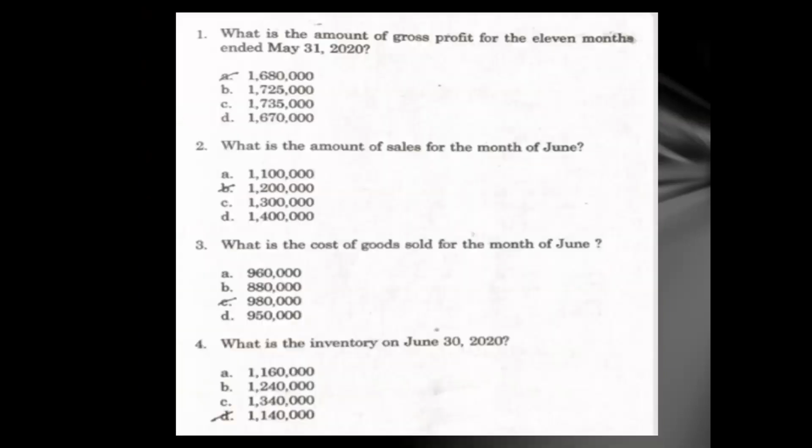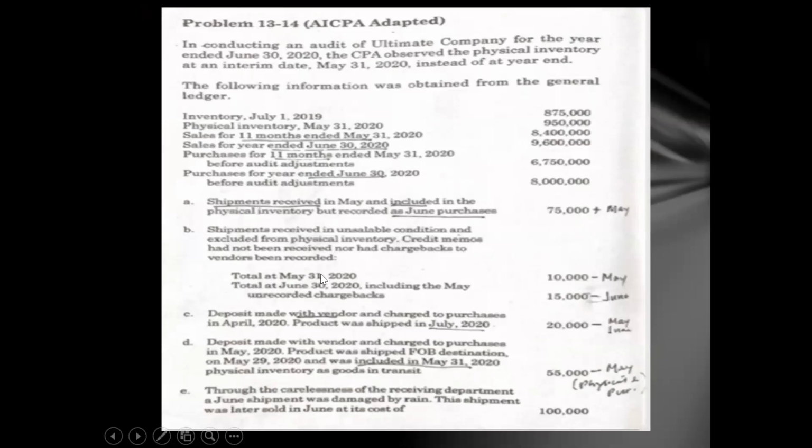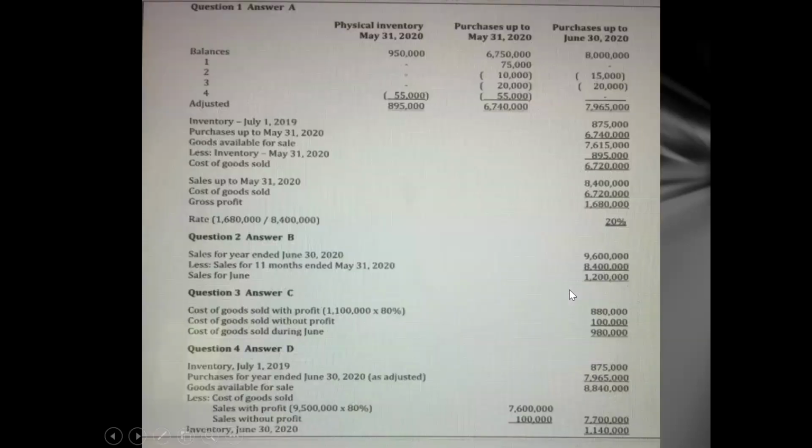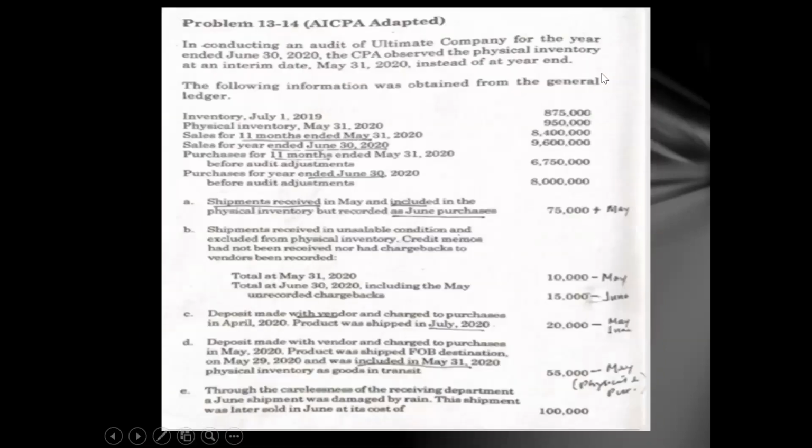The next one is this one. Again, this is minus from May, minus from June. That's 10 and 15 respectively. So 10 and 15. For the 20,000 here, this is advances to supplier for July shipment, but recorded as May and June.